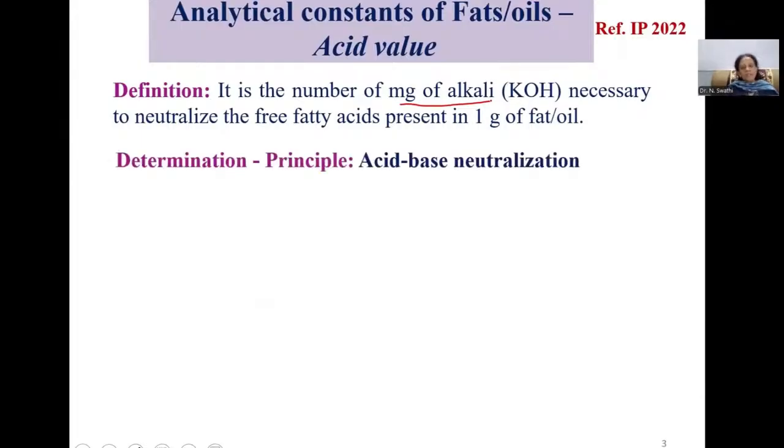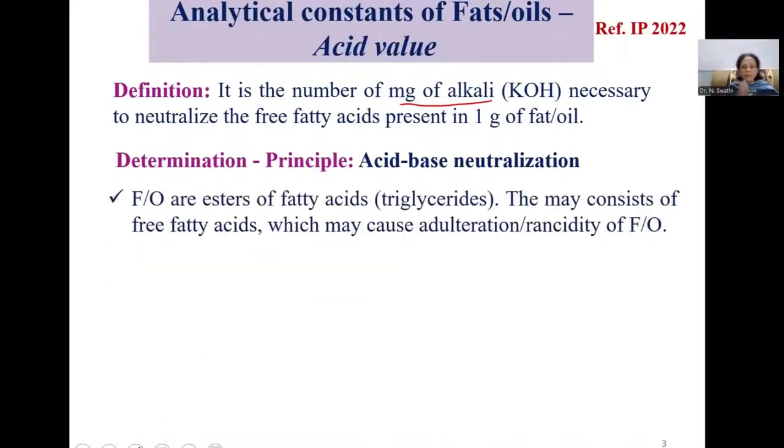Now let us try to understand the definition of acid value first. Usually these fats and oils are nothing but triglycerides, because they are the esters of glycerol and fatty acids. While preparing these triglycerides or triesters, sometimes free fatty acid content may be left over as an impurity in these fats and oils. These free fatty acids left over in the fats or oils will cause adulteration or rancidity.